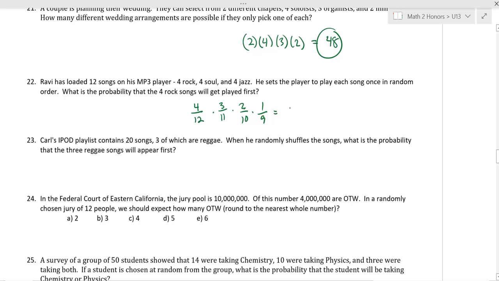And you work through this and simplify it down. Let's see here, divide by 4, divide by 3, divide by 2. We end up with 1 out of 495.